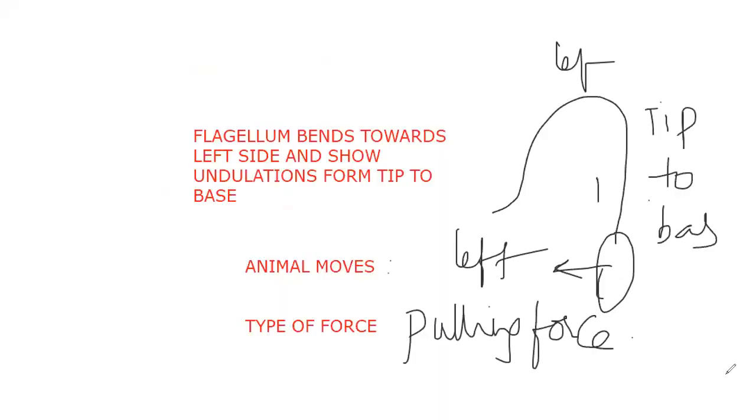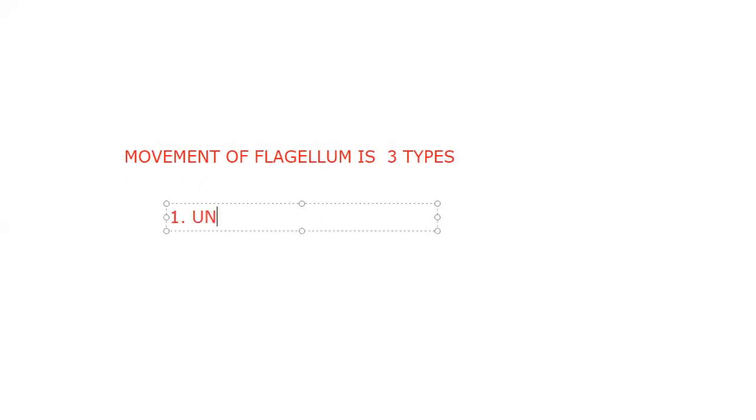Let me give a brief recap of what we did in the case of flagellary locomotion. That is very important for us because we need to have full clarity. I said the movement of flagellum is of three types. What are the three types? Number one, undulation. Let me show you the first one. Undulatory movements of flagellum.